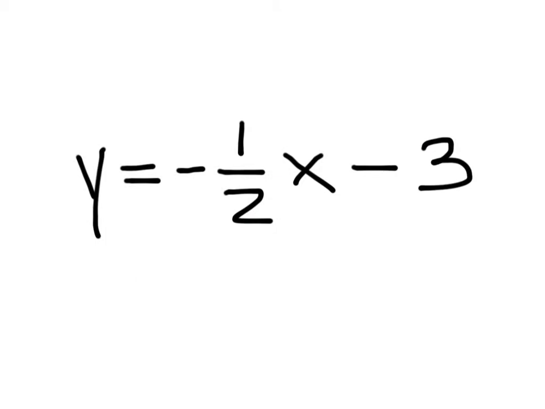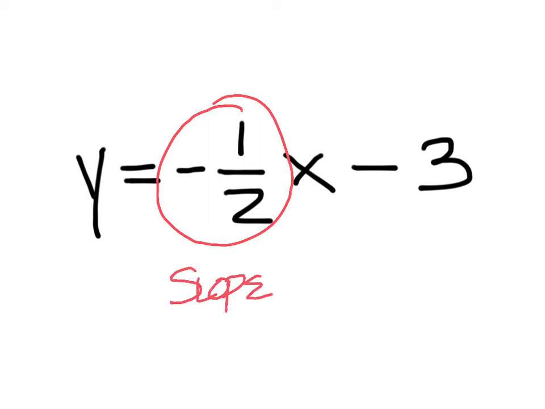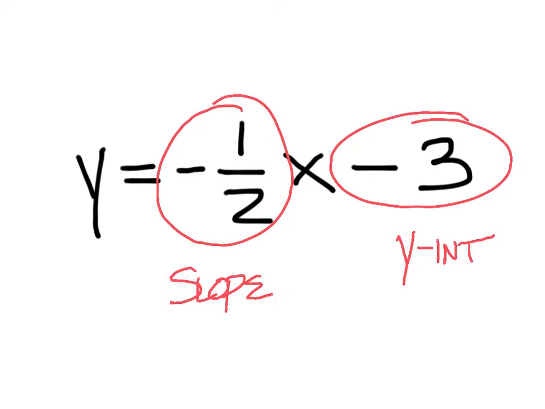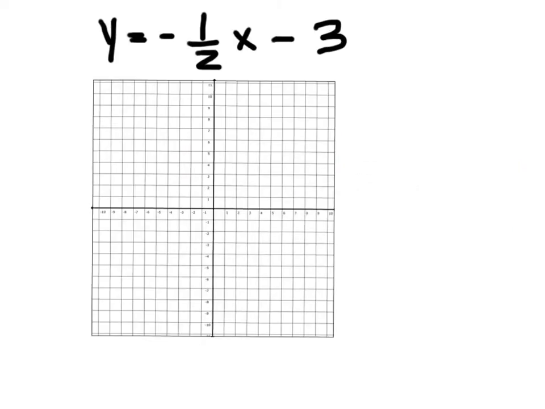The next one is y equals a negative half x minus 3. The slope is a negative 1/2. The y-intercept is a negative 3. Use this to graph it on the graph paper. Here it is with the graph.